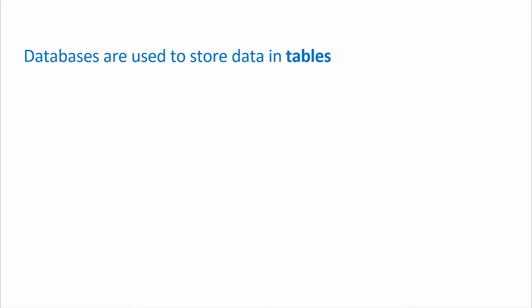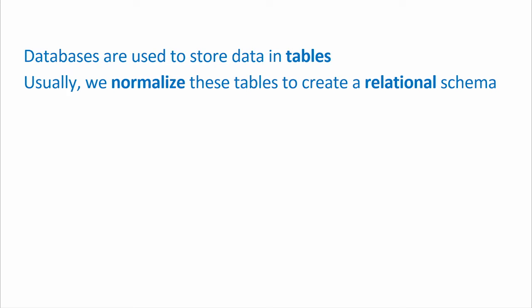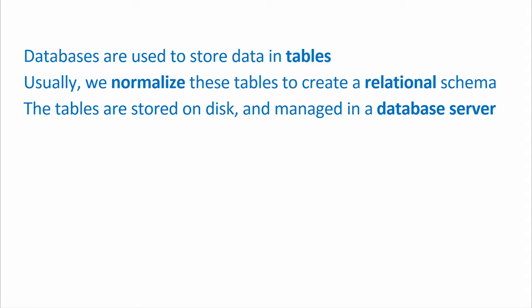Well, the first thing we said was that databases are used to store data in tables. So this idea of normalizing those tables out. So we normalize them to create a relational schema for the database. The tables are stored on disk. There's all sorts of weird and wonderful stuff happening underneath that.